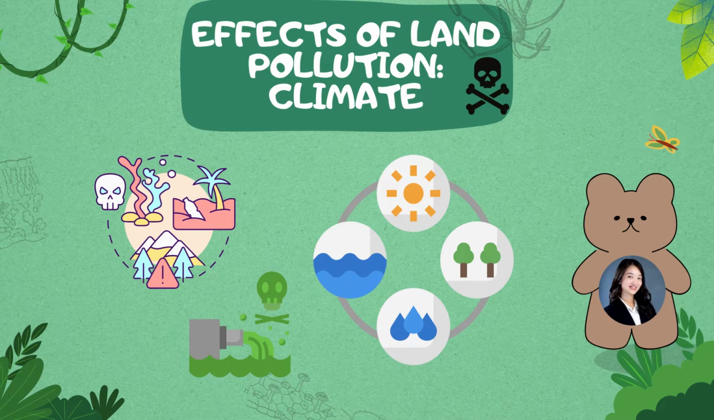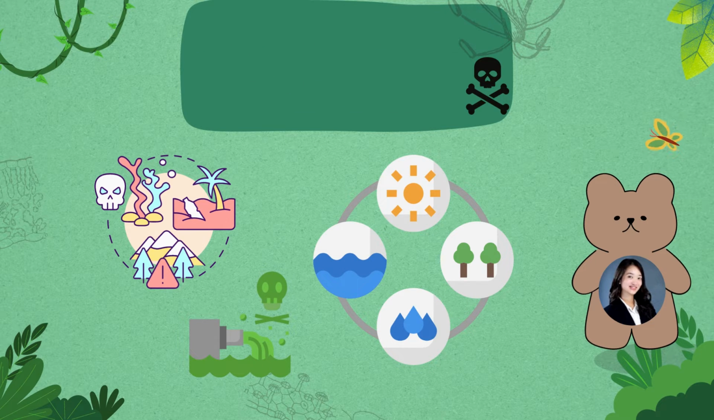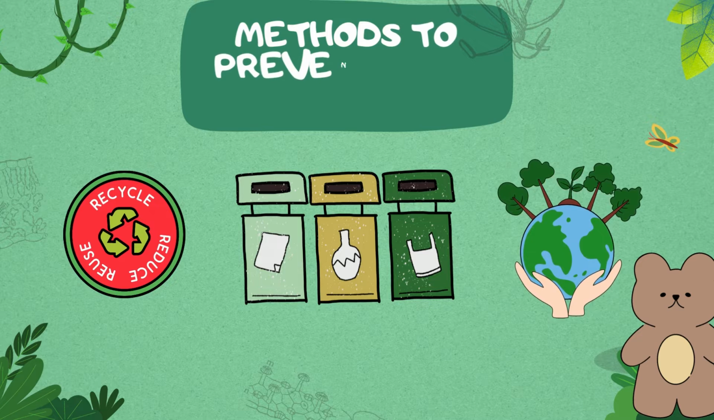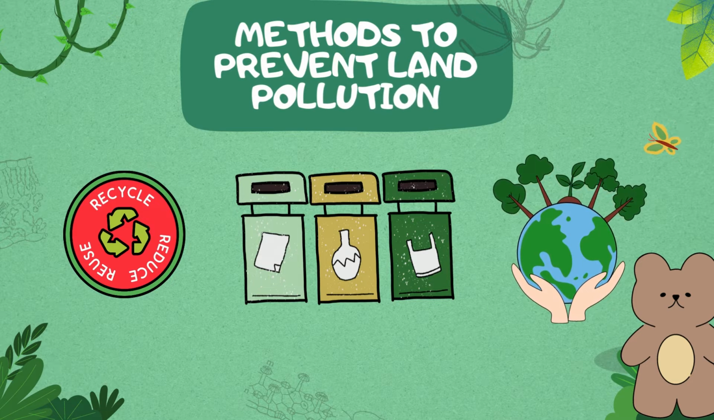Moreover, the dangers of land pollution can lead to the loss of ecosystems, which can directly or indirectly affect climate patterns. We all know that these negative impacts of land pollution can significantly destroy our nature over time. But as individuals, we can contribute or share these methods to prevent land pollution.